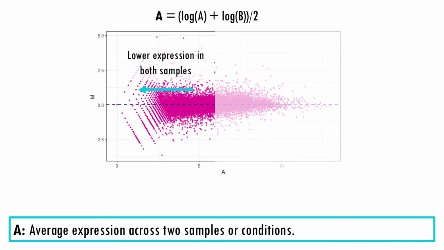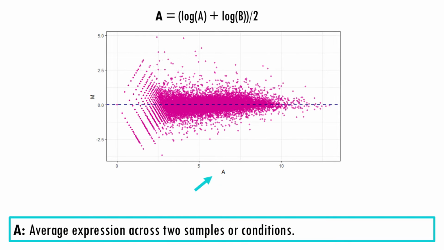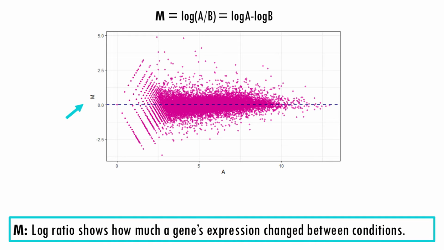And by the way, we often use log values as a way to reduce skewness in expression data because expression values span several orders of magnitude, but an MA plot can also be used for other types of data too, which don't need log values. So the x-axis, or A, basically represents the average of your measurements across two conditions. Nice. Now let's have a look at the y-axis.